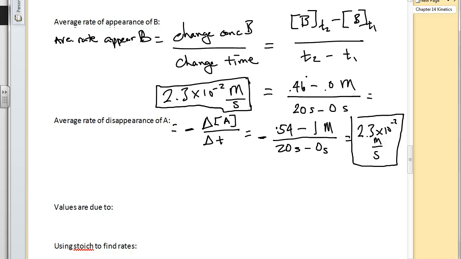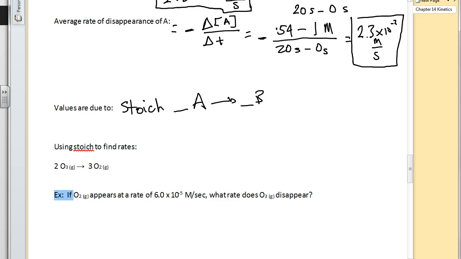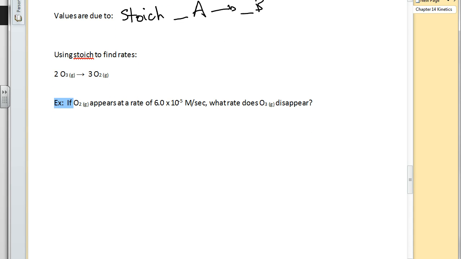Now, why are these two values equal? Well, the values are equal because of stoichiometry. Remember, we have A going to B, and it was a 1-to-1 ratio. So the rate of disappearance of A is equal to the rate of appearance of B. Now, it's not always that way. We oftentimes have coefficients in balanced equations, so let's talk about how we use stoichiometry to find out what's going on here. We're going to use stoichiometry to find rates of disappearance or appearance, depending on what they give us. And so we have a balanced equation.